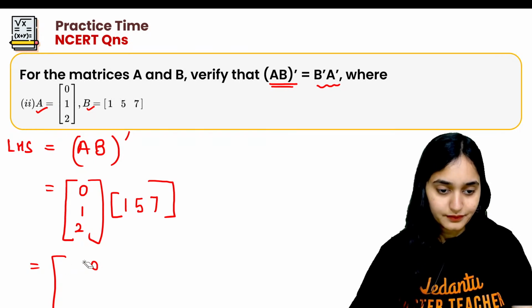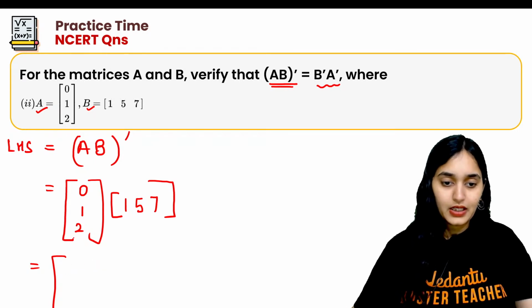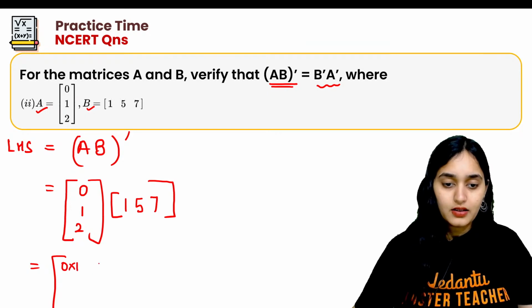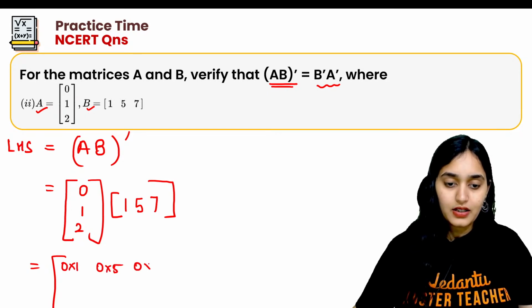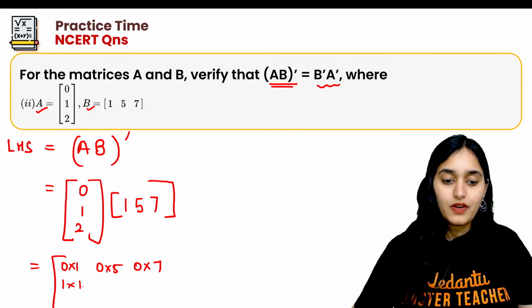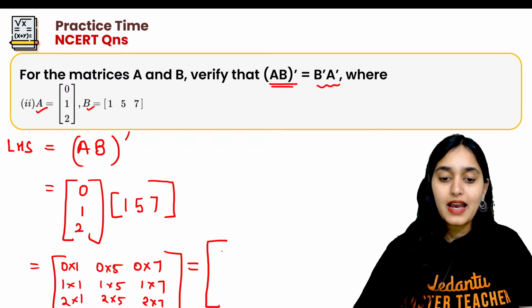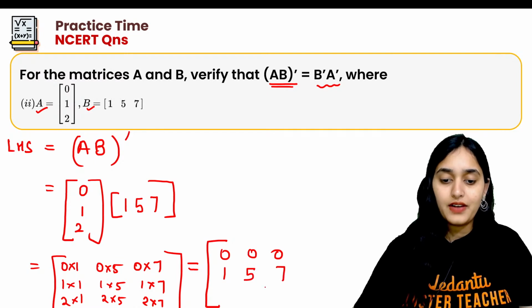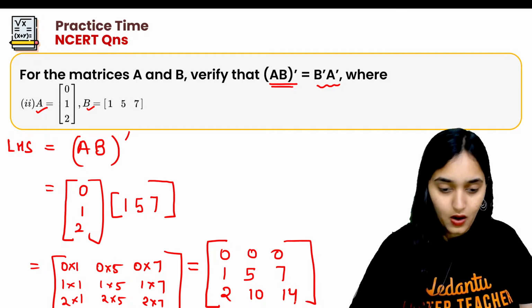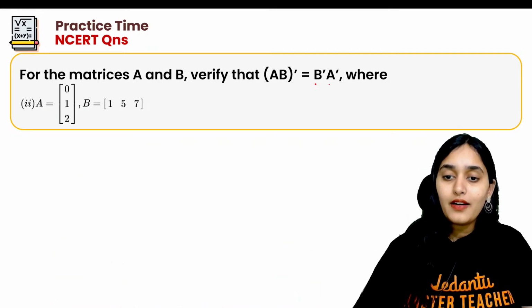Should I write? Wait, I will write. 0 into 1, 0 into 5, 0 into 7. Then 1 into 1, 1 into 5, 1 into 7. 2 into 1, 2 into 5, 2 into 7. What do you get? So we get our left hand side as 0, 0, 0, 1, 5, 7, 2, 10, 14. Alright.